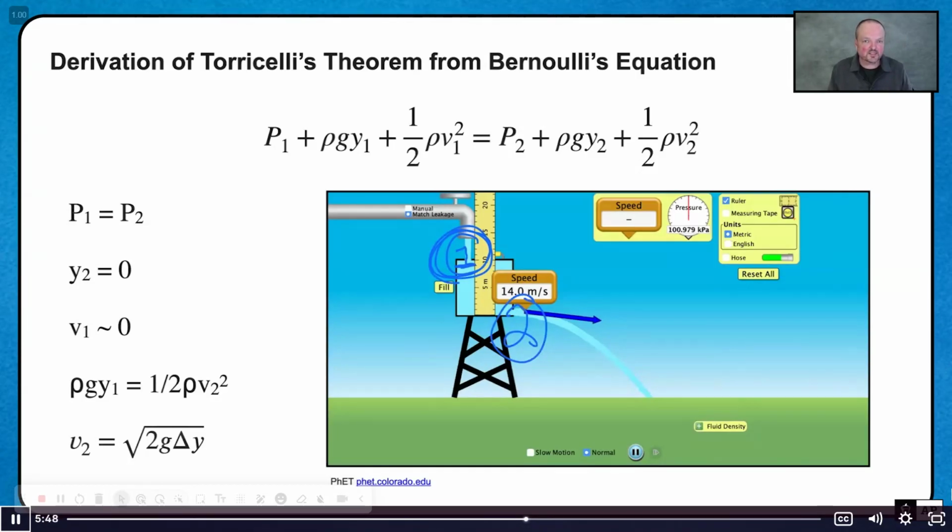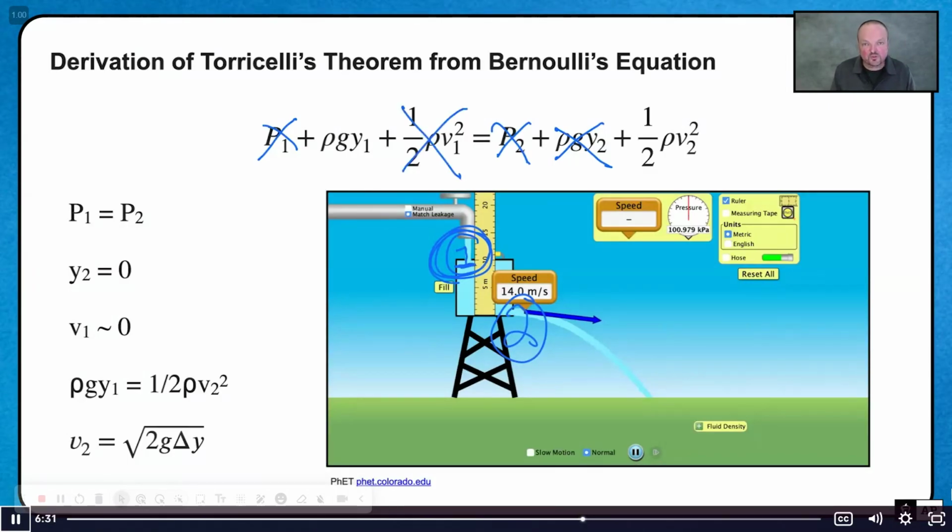Now, first thing that I can say is that at both those positions, the pressure is atmospheric pressure. And so pressure 1 and pressure 2 are equal to one another. So I can cancel those out of my equation. The next thing I can say is that let's just say the vertical position in the water at position 2 is 0. So I can get rid of y2 is equal to 0. I can get rid of rho g y2. And if I'm continually filling the top of the water tower, or if I say that the speed of the water at the top of the water tower is slow, I can say that v1 is approximately equal to 0. And so I can cancel that portion of the equation.